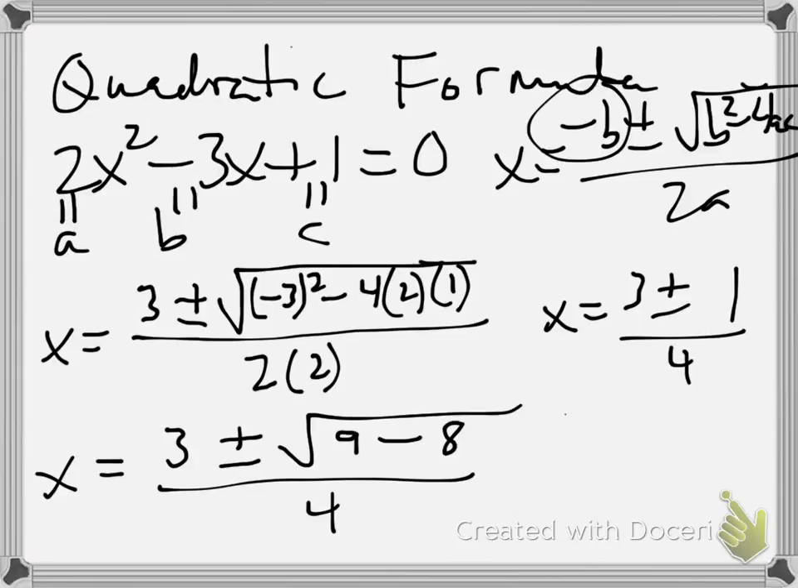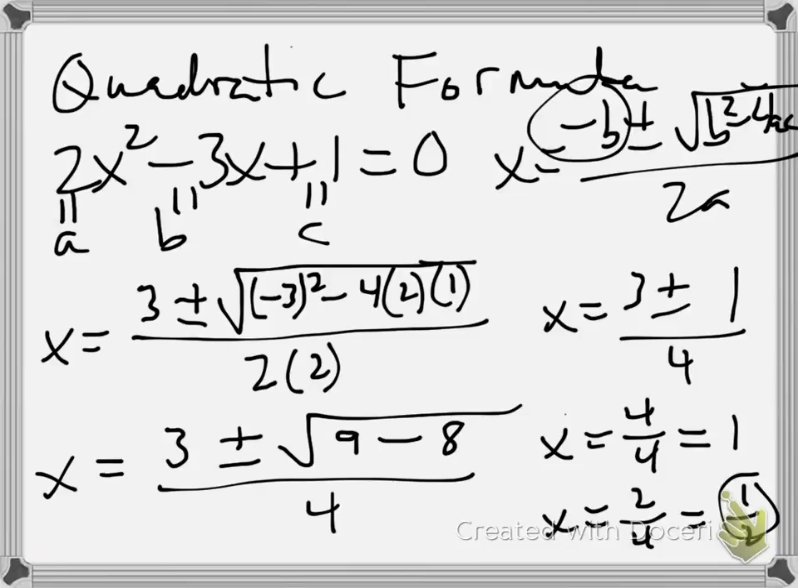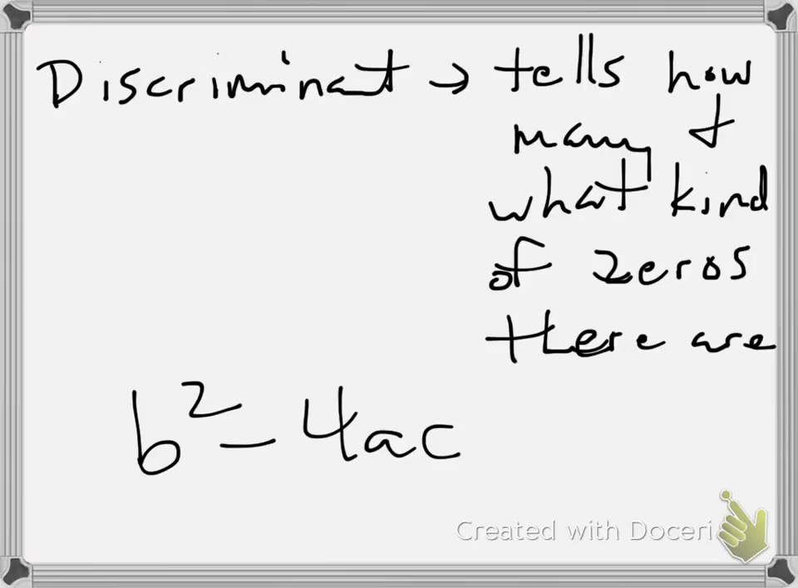Now, when there's no radicals, when it's all whole numbers like this, we can just figure it out. We don't have to just leave it in radical form. 3 plus 1 is 4, divided by 4 is 1. 3 minus 1 is 2. 2 divided by 4 is 1/2. So here are our two answers. Okay, quadratic formula is easy. You just have to figure out what a, b, and c are and plug them in. Now again, if this equation did not equal 0, if you had x's on both sides or terms on both sides, you would have to get all the terms on one side, let it equal, and make sure it equals 0, then you could do the quadratic formula.